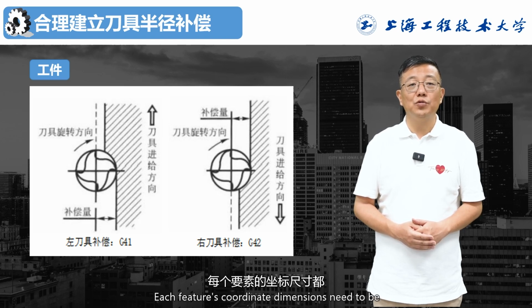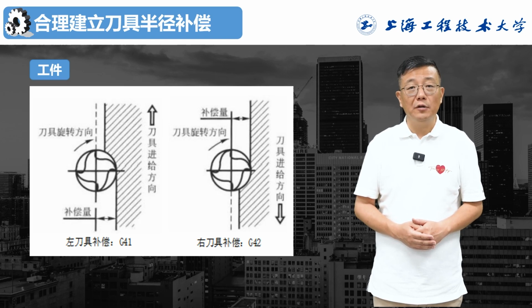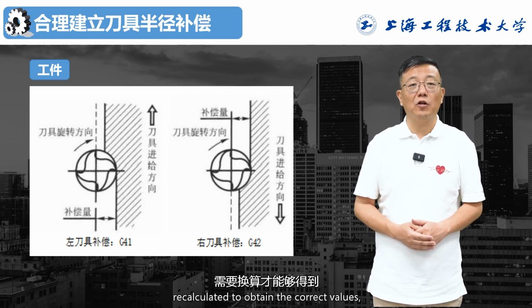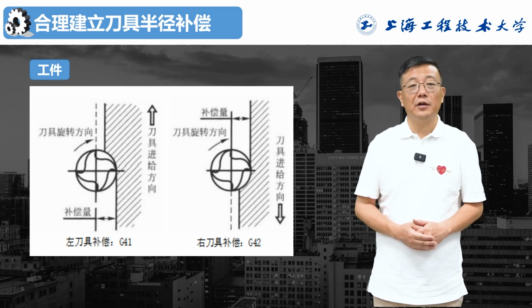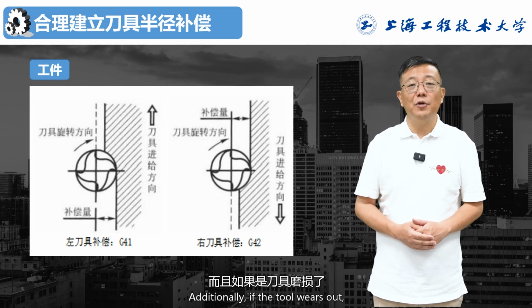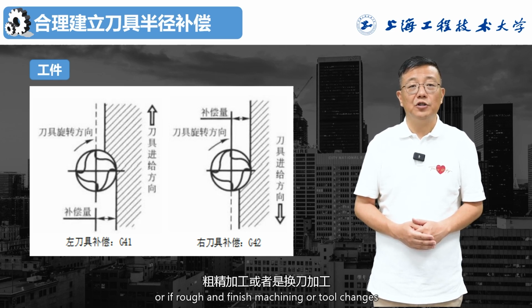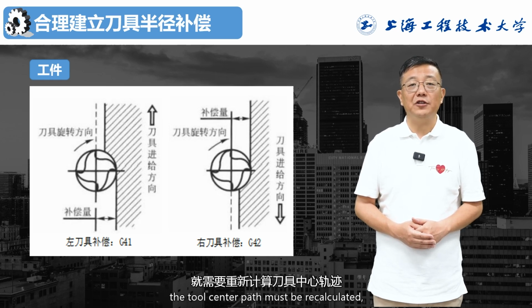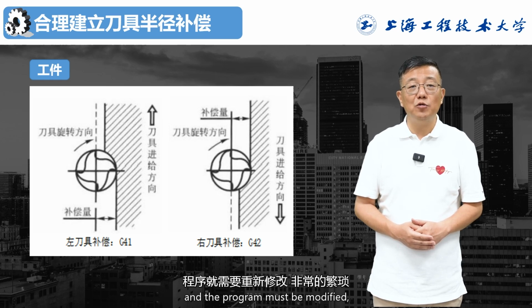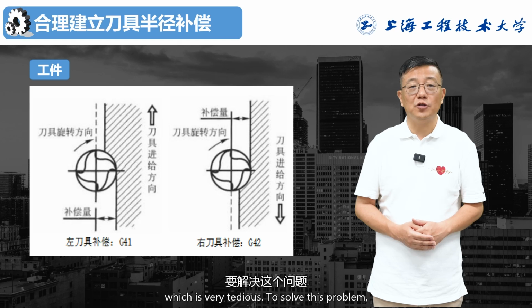Each feature's coordinate dimensions need to be recalculated to obtain the correct values, which can be especially challenging for complex part contours. Additionally, if the tool wears out, or if rough and finish machining or tool changes are required for the same contour, the tool center path must be recalculated, and the program must be modified, which is very tedious.